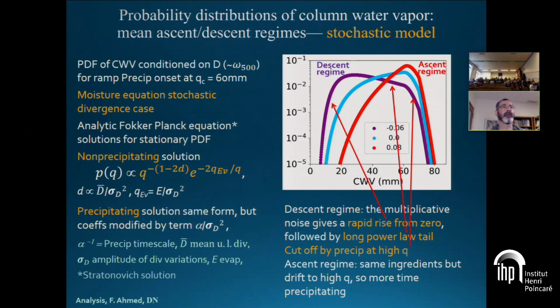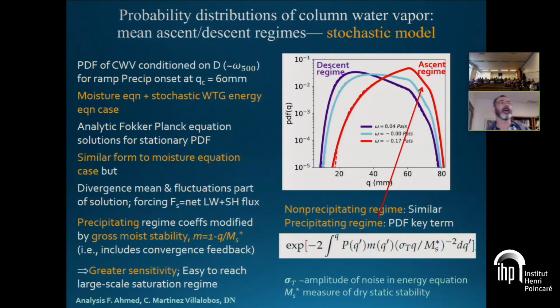If we move to the one that also has an energy equation and includes the moisture feedback, we get a very similar form. It's just a little step more complicated than what we saw before, so I'm not giving you the whole expression. The descent regime is an exact analog, except it's forced directly by the flux into the column. And so you get, for the descent regime, spending a lot of time at low water vapor, but this long power law tail up to the onset of precipitation, and then this steeper drop. But the coefficients in here, the dependence in here, has a more complex form.